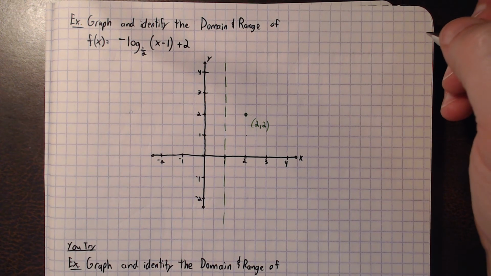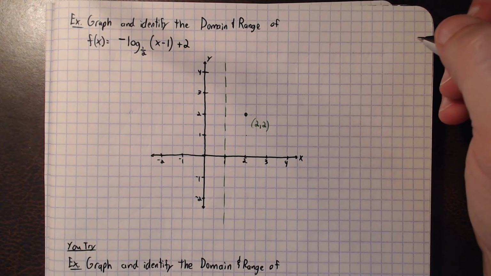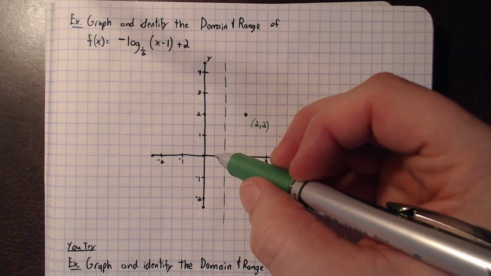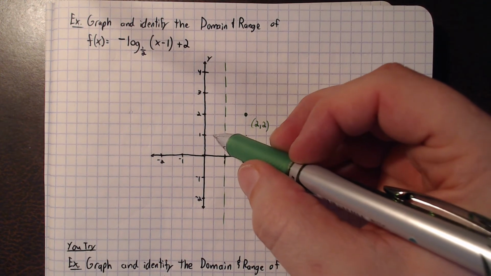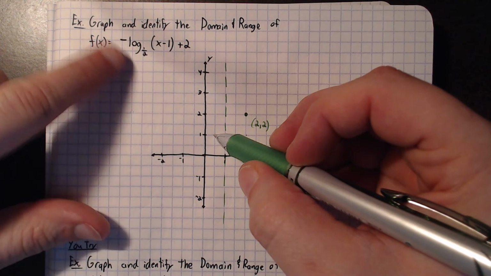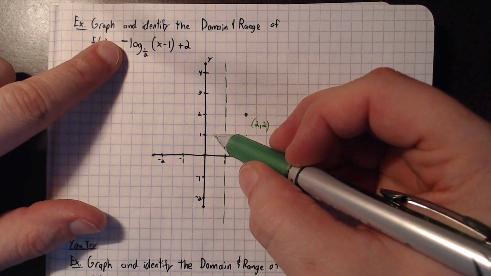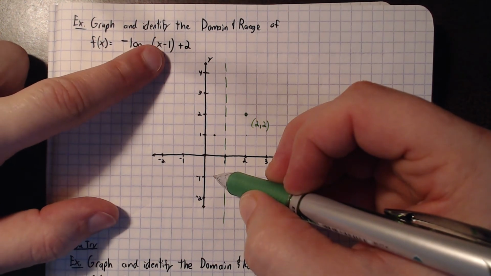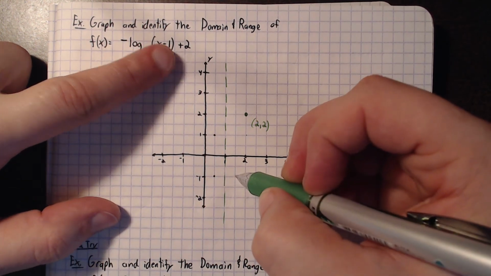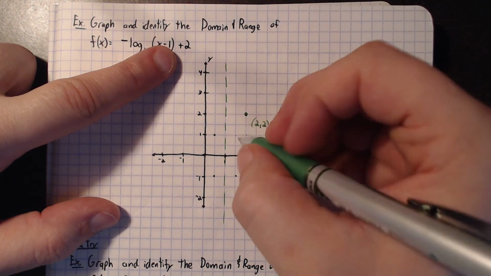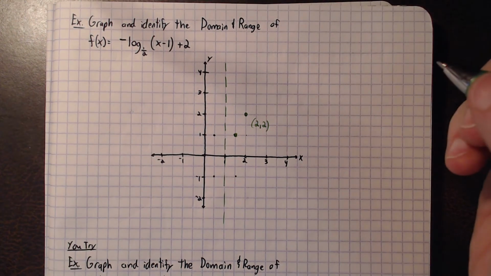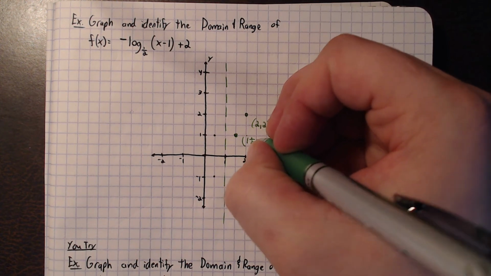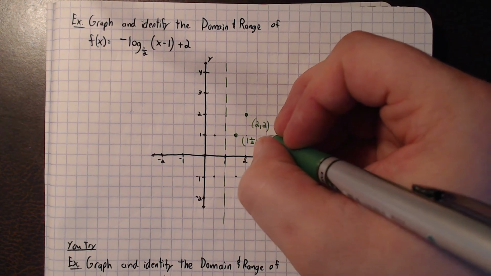Our second point, if we were to do our b value, which is 1/2, that's going to give us 1 out. However, this negative tells us that we've got to flip over the x-axis, so we're down here at -1. Then we're going to move it over 1 and then up 2. That location is 1 and 1/2, 1.